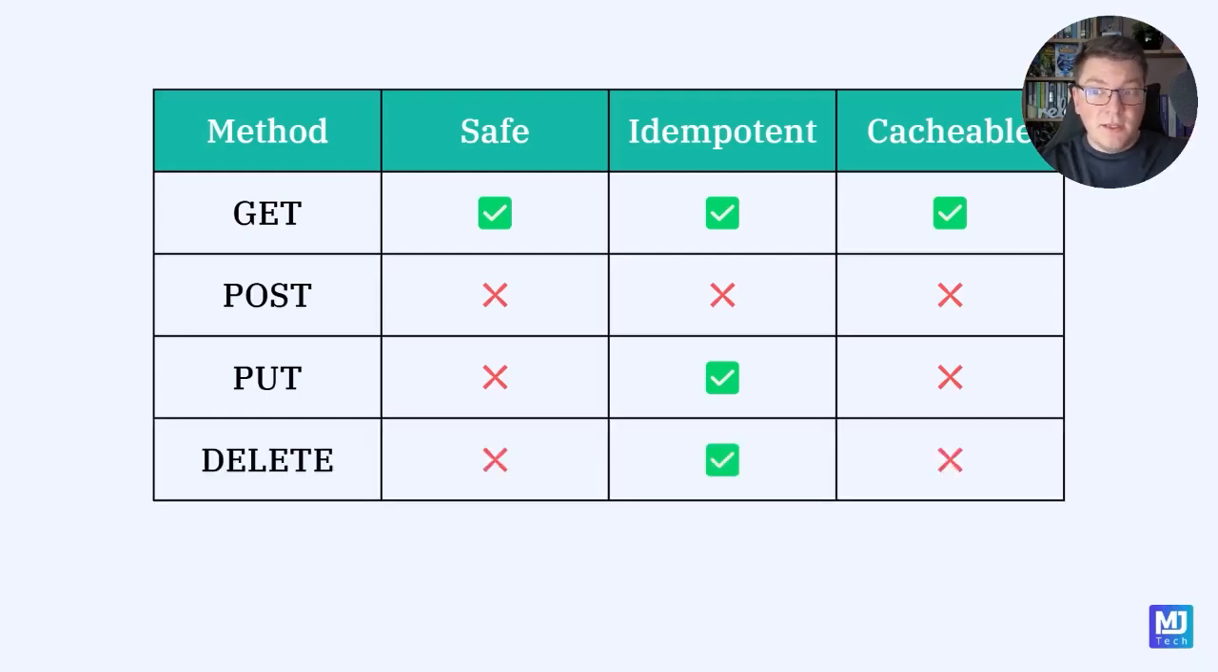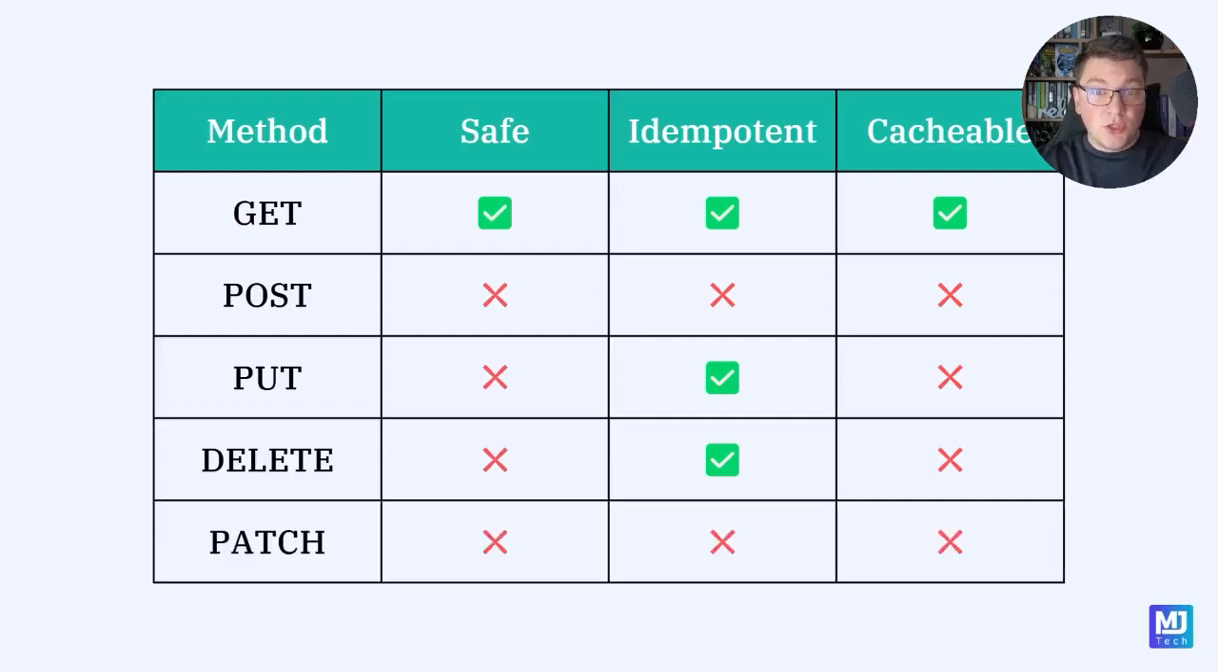Now let's take a look at the DELETE method. You can see it has the same qualities as a PUT. It is not safe because it deletes a resource from our server. It is idempotent because deleting a resource once is effectively the same as deleting it 10 times. We can't really delete something if it's not there. Now, there are some nuances here that we're going to discuss when we talk about deleting resources more, but for now, let's leave it at that. And the DELETE method is also not cacheable.